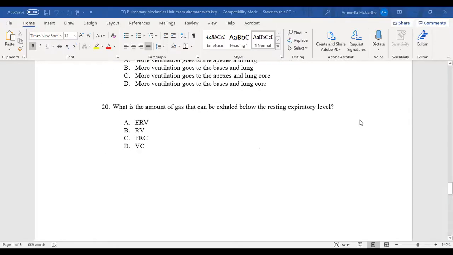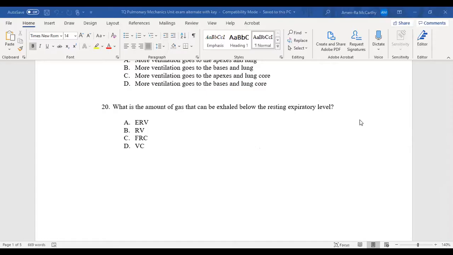What is the amount of gas that can be exhaled below the resting expiratory level? Good. ERV. All right, so that was a sample type of exam.